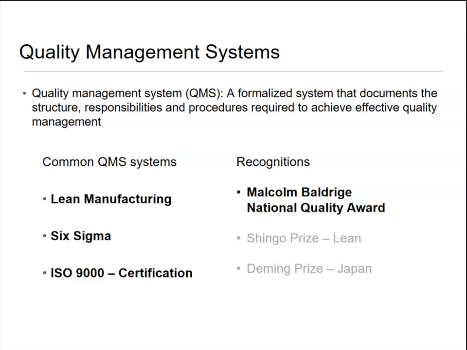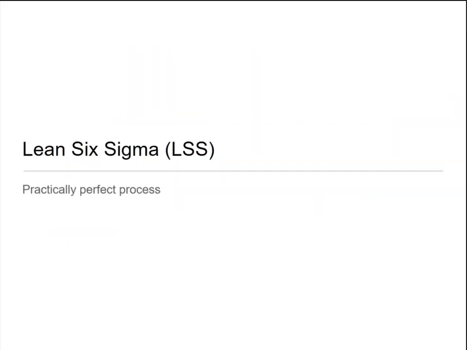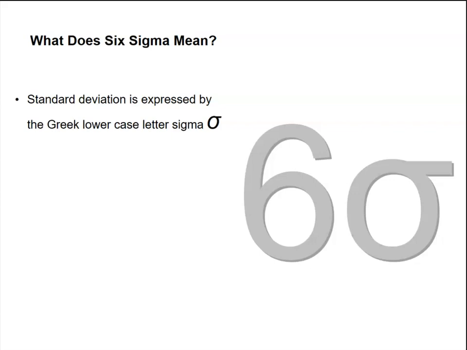Okay, so as we talked about on Monday, we're looking at four quality management systems in this class: Lean Manufacturing, Six Sigma, ISO 9000, and the Malcolm Baldrige National Quality Award. And so today we're specifically going to be talking about Lean Six Sigma. So Lean Six Sigma is practically a perfect process. So we're trying to manage our processes to be practically perfect.